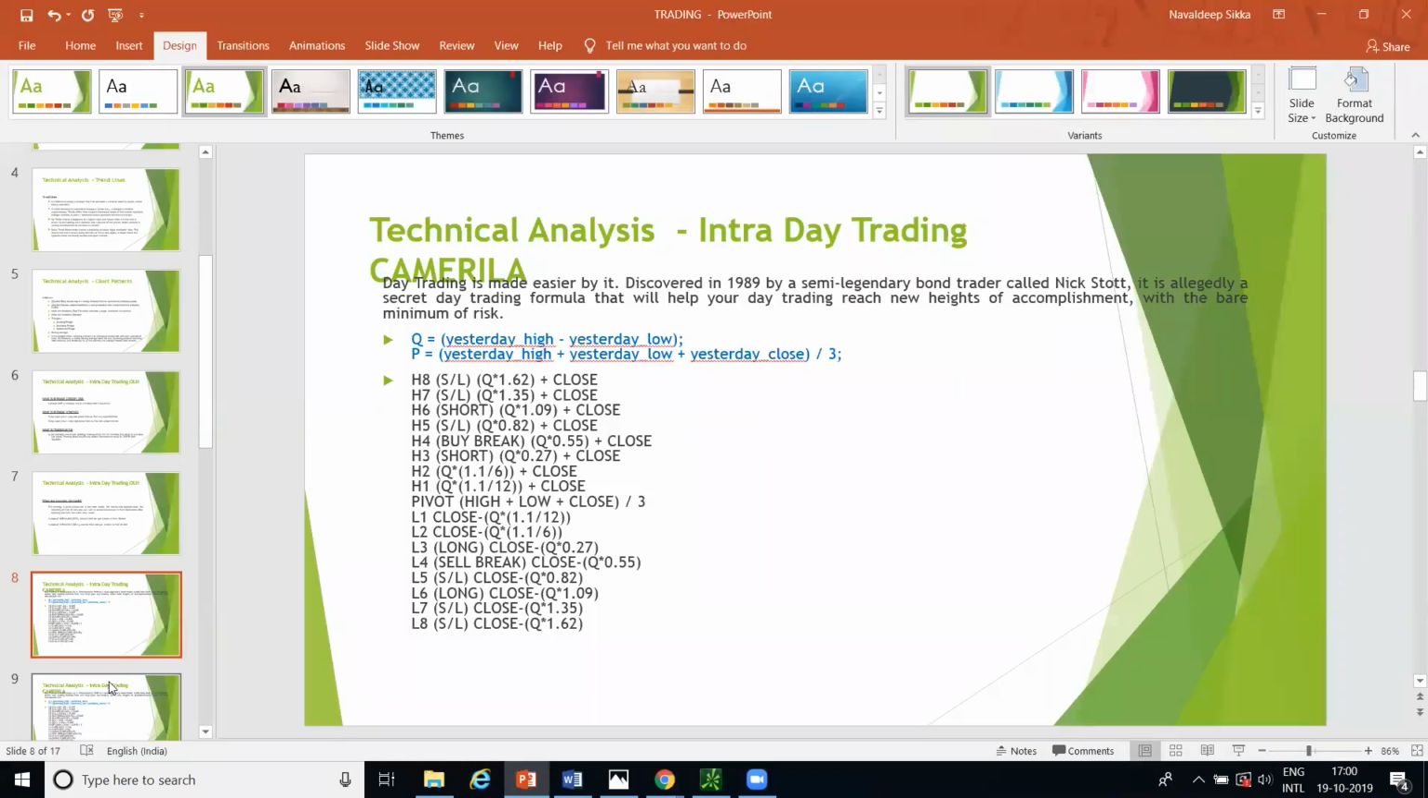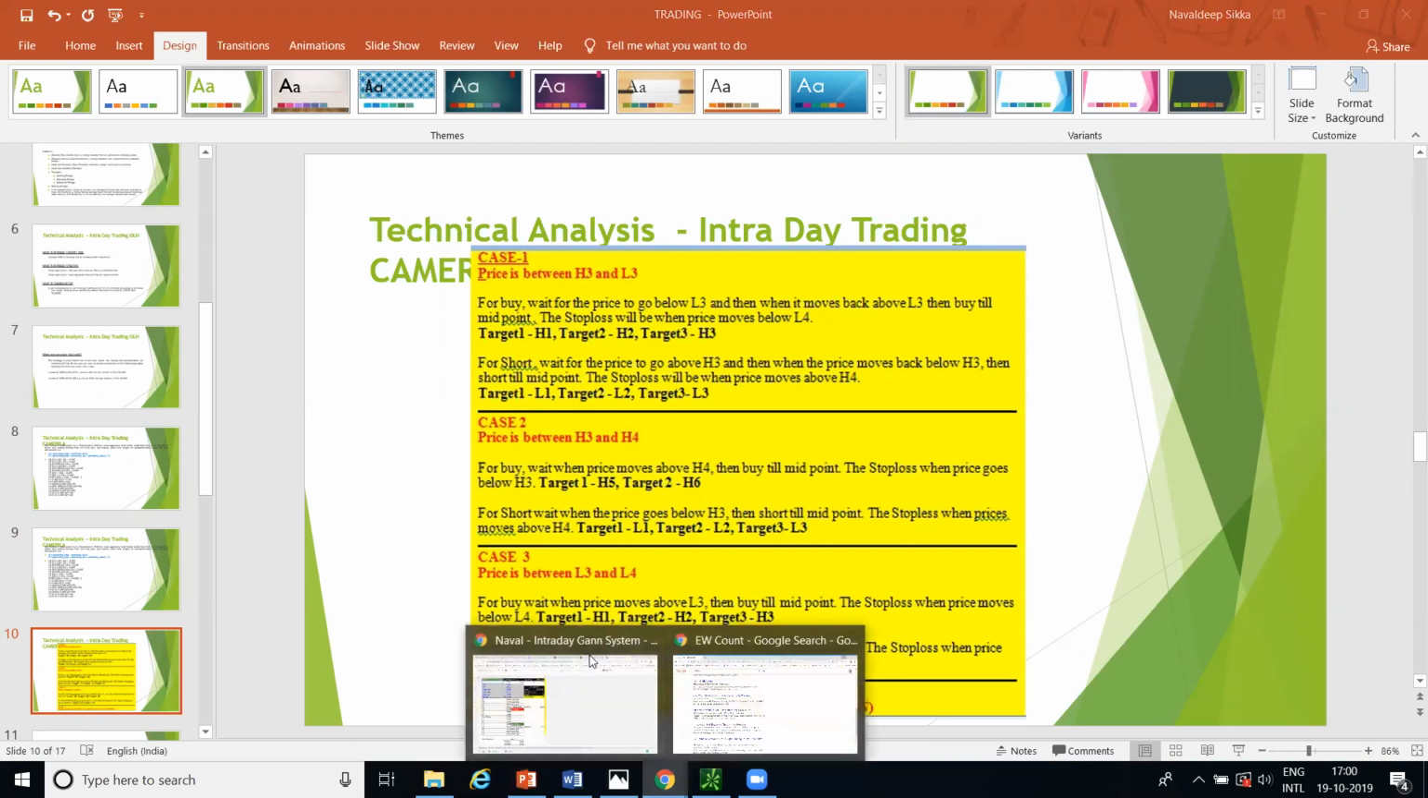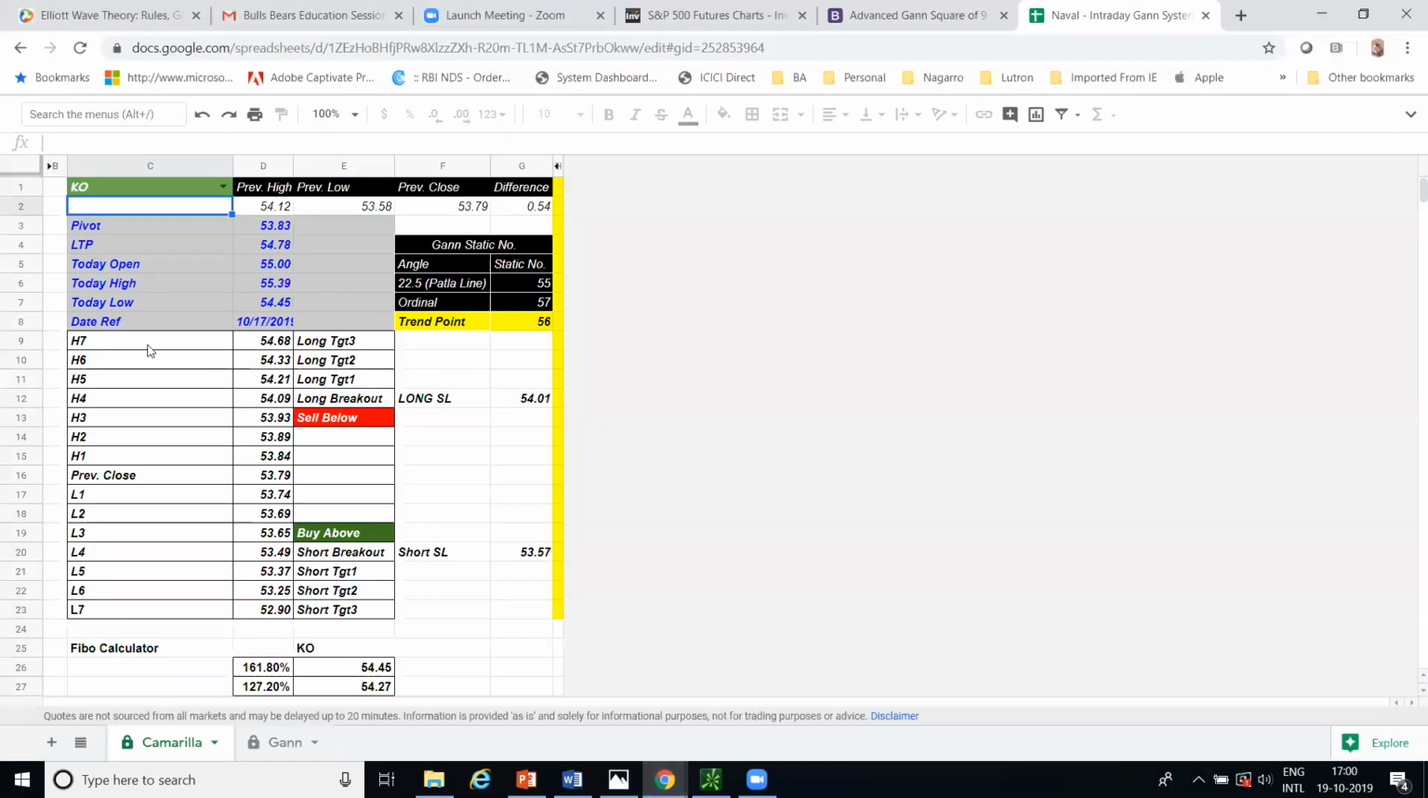Let me show you. I have written it here as well. So in case somebody is not able to comprehend what I'm trying to say, read this. Price between H3 and L3. If I go here, you see there are multiple targets, H1 to H7 and L1 to L7. If I need to buy or sell something, I should do it when the price is above H4 or above H3 or below L3. Between this range, I should not be buying.